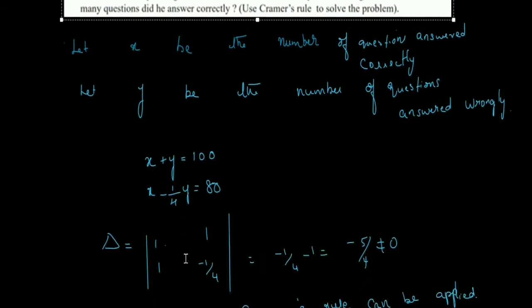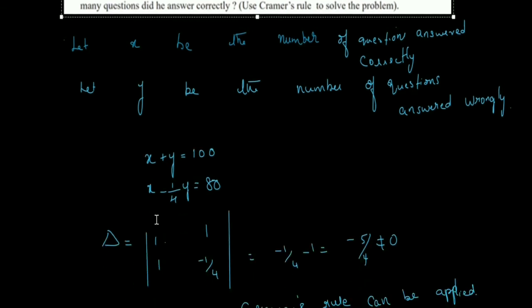So for a correct answer you get 1 mark, and for a wrong answer 1/4 is deducted. Because it is deducted, it is negative. He has got only 80 marks. That means some questions he went wrong, so the wrong questions get minus 1/4. That means x minus 1/4 y is equal to 80. So we have framed two equations and there are two variables.